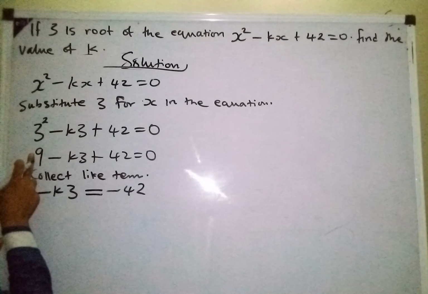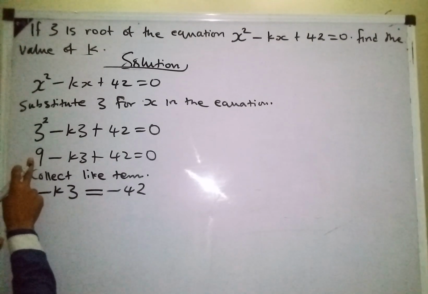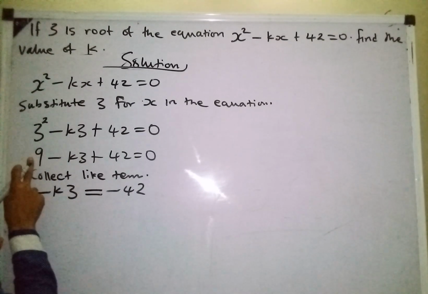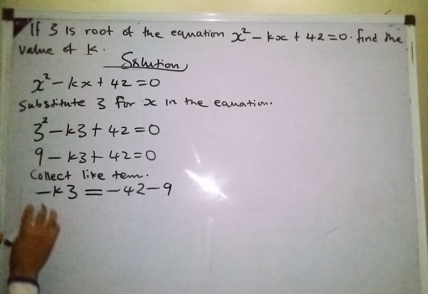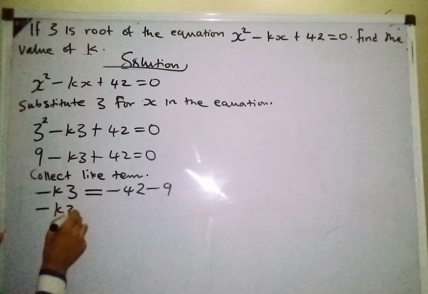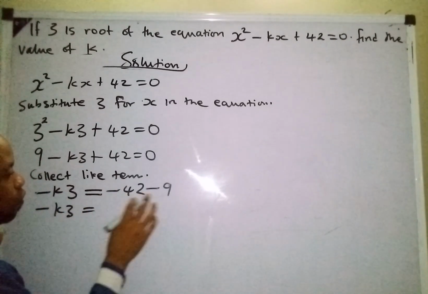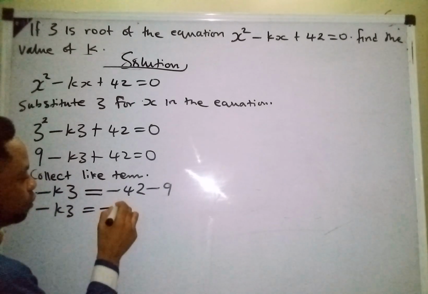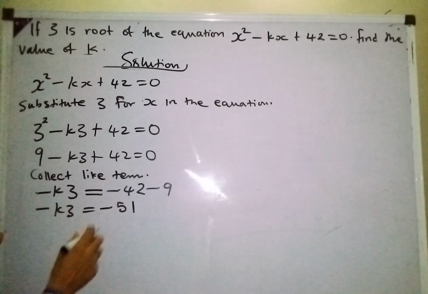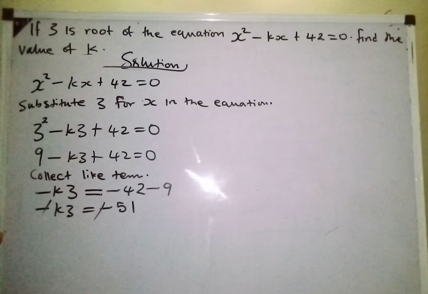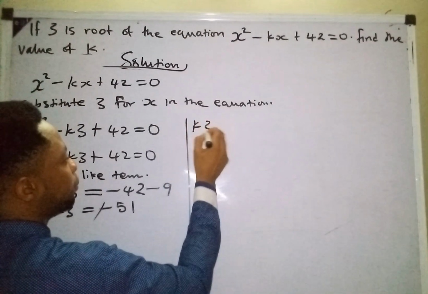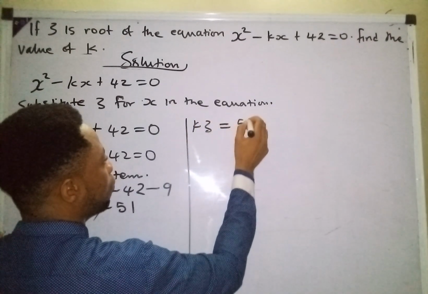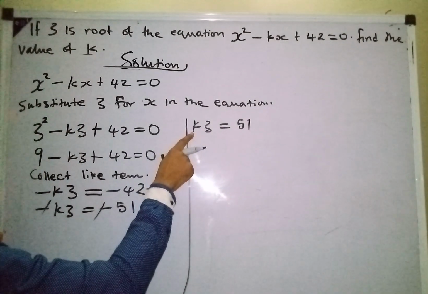In every number there is always a visible addition. Since we have plus 9 here, when it comes across, you now have minus 9. So we now have minus k3 equals minus 42 minus 9, which gives minus 51. Minus cancels out minus. What we have left here is k3 equals 51. Don't forget what we are looking for is k.